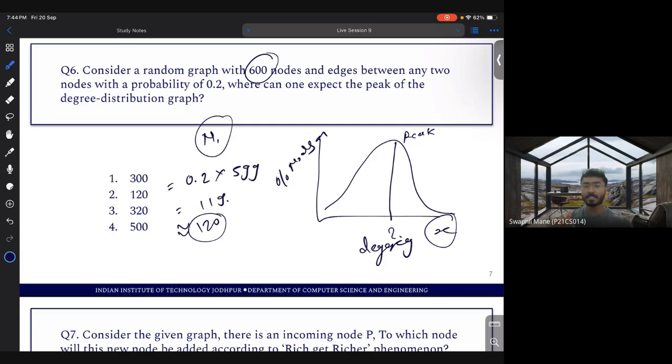So this is for a single node. We can find this for all the nodes, and we are getting this 120 number. That 120 represents a degree. Degree means that particular node is connecting to 120 nodes. At 120 we are getting a higher number of nodes with 120 degrees. So here option 2 is correct. I hope this is understood.